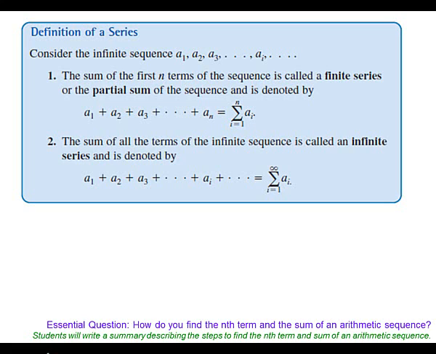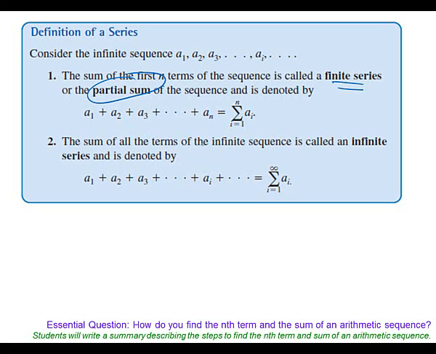So this is the official book definition of a series. It says consider the infinite sequence, which we talked about yesterday. That's the algebraic notation for a sequence. The sum of the first n terms of the sequence is called the finite series, or we call it the partial sum of the sequence. So we can add up the first 10 terms or the first 100 terms. And we're going to have a formula to be able to do that today.